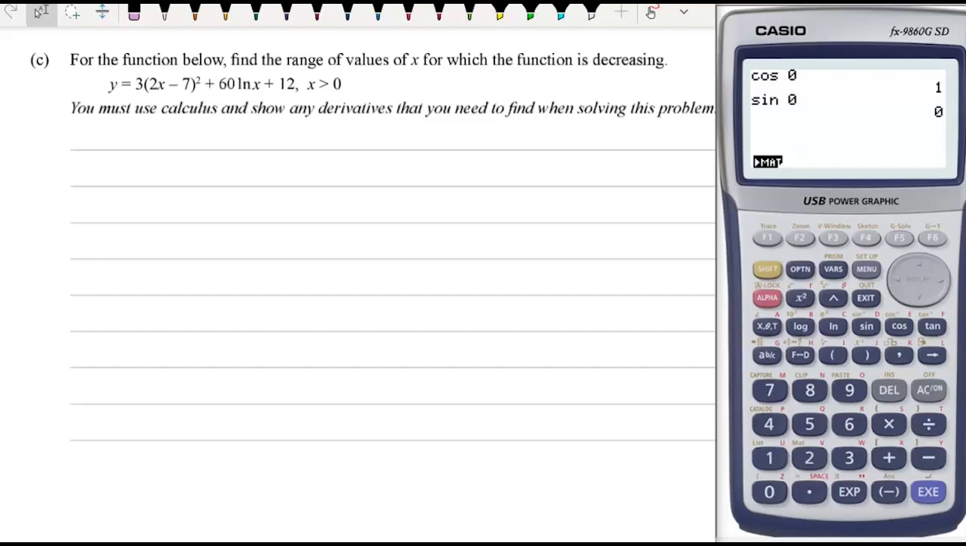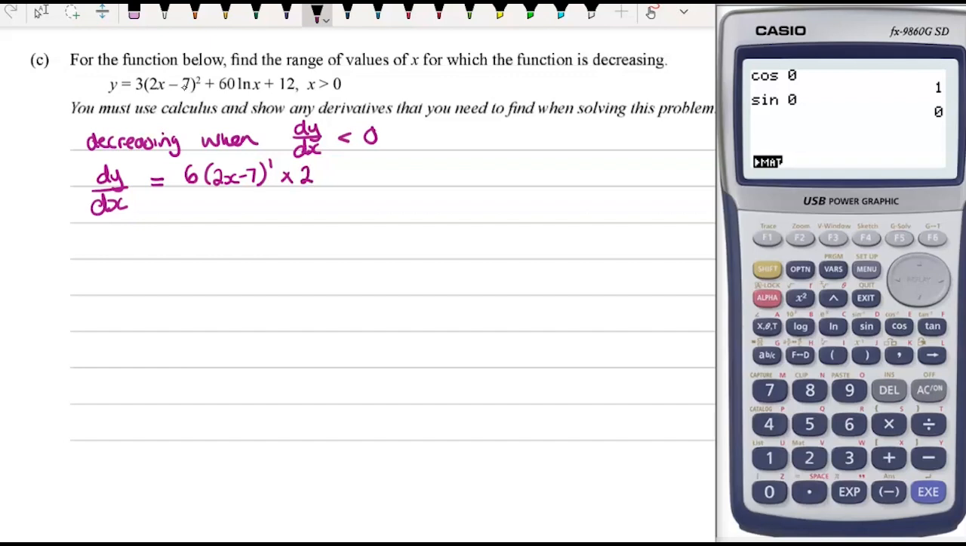Okay, for a decreasing function on part C, so decreasing is when dy by dx is negative, less than 0. So the gradient is going down. Okay, so if we differentiate these pieces one at a time, so we've got a little bit of chain rule here, let's do it in parts. So 3 times the 2, so differentiating the outside, and then times it by the derivative of the inside. Now, you may have done that all at once, in which case it would then simplify to this.